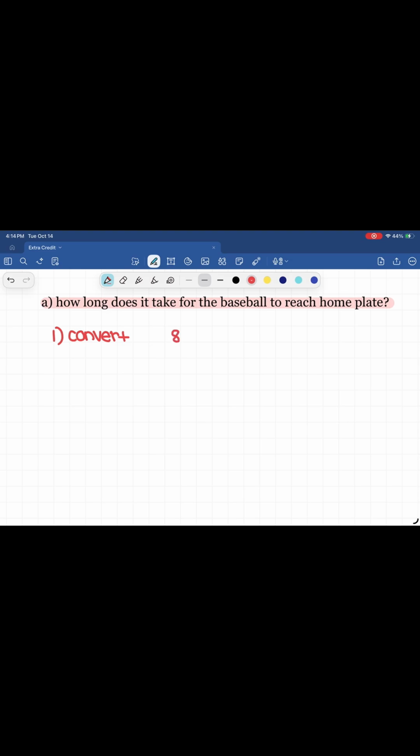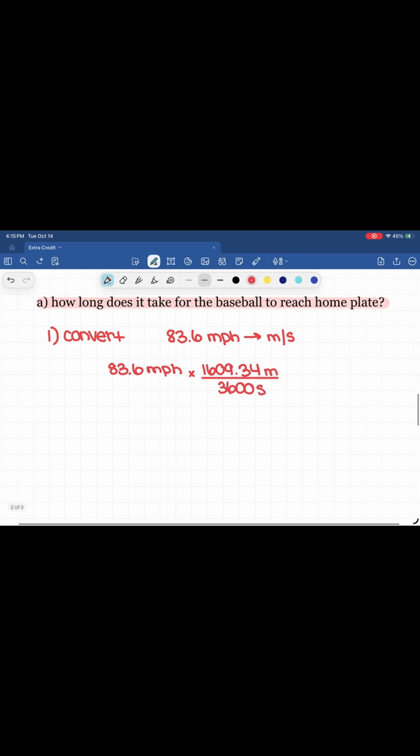Next, we want to convert 83.6 miles per hour to meters per second. We take 83.6 miles per hour times 1,609.34 meters over 3,600 seconds. 1,609.34 divided by 3,600 equals 0.447. We then take 83.6 and multiply it by 0.447. Here we get 37.4 meters per second.